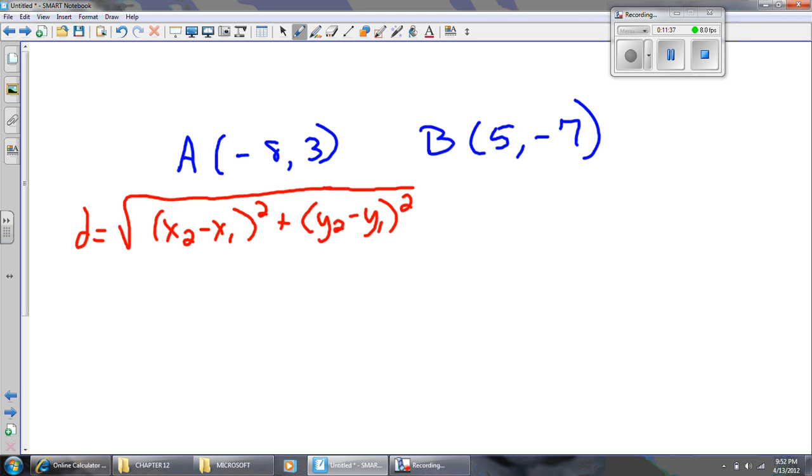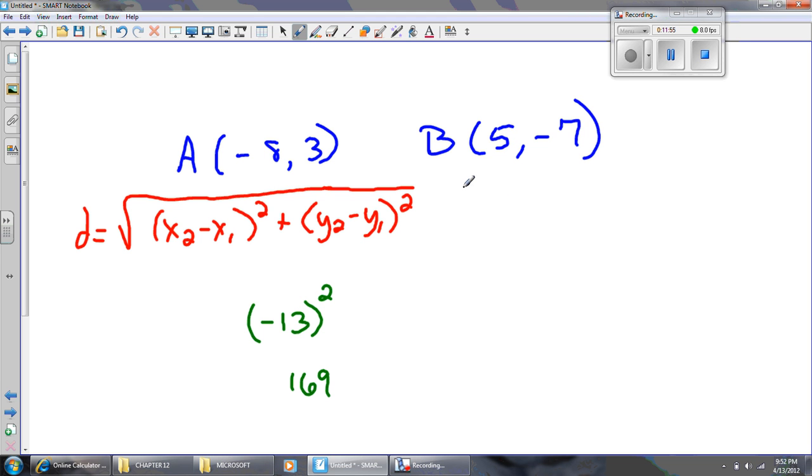So here's what I'm going to do. Hopefully you have your answer now, and you'll see if I do this right. First of all, I'm going to subtract my x's. -8 minus 5 is -13. I need to square that number, which will give me 169.